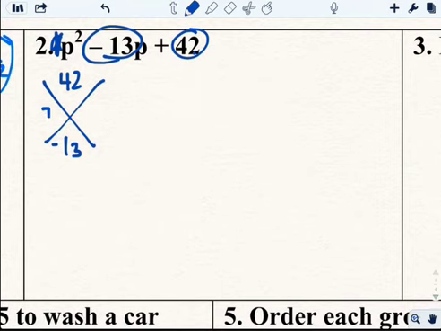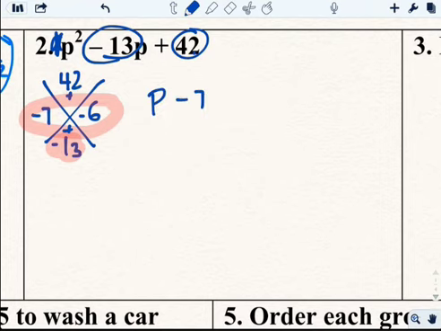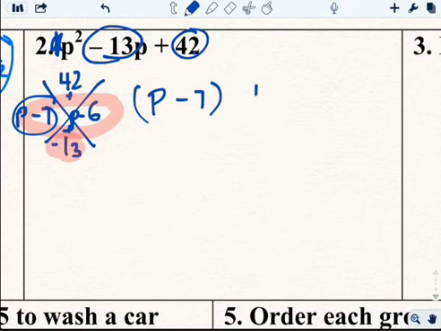Those two numbers would be 7 and 6, where both are negative to get a positive 42. And the sum is negative. As you notice, when you add these two together, you get a negative 13. So that way, your answer is just p minus 7. Easy. Put it right there. And the other one is p minus 6.